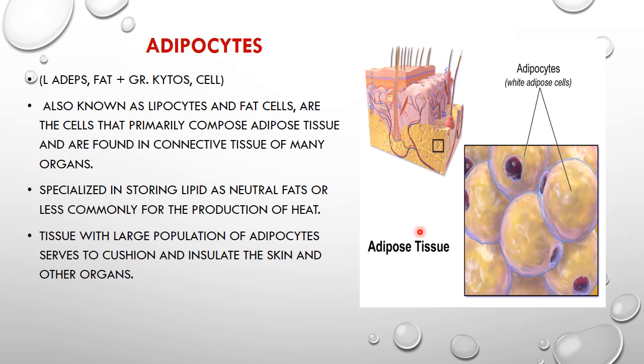These are specialized in storing lipids as neutral fats or, less commonly, for the production of heat. So you can see here, this is the hypodermal layer below the dermis, and this is basically the insulating layer of your body which conserves the heat of the body, and also forms a cushion and insulates the skin and the other organs.